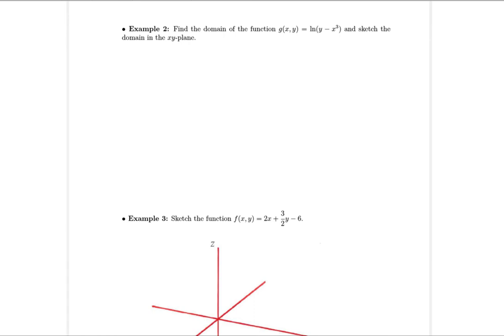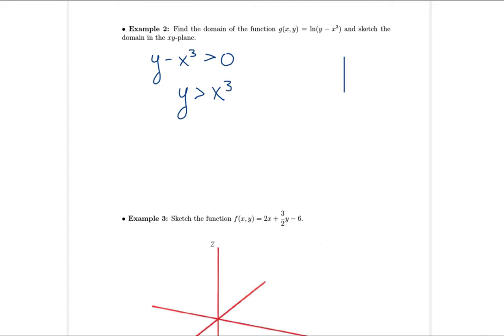All right, so here's one, and we will look at a graph using technology of this one. So I have g of x, y equals the natural log of y minus x cubed. So what do we know about natural log? We know that the argument, whatever's inside, can't be 0 or negative. In other words, it has to be greater than 0. So that means that y must be greater than x cubed.